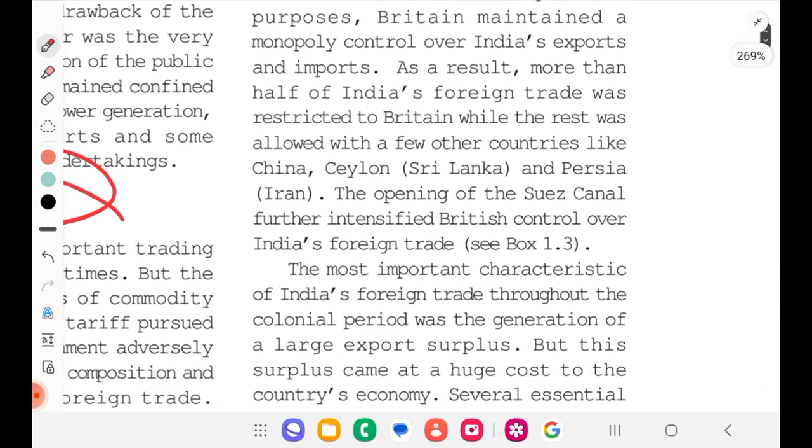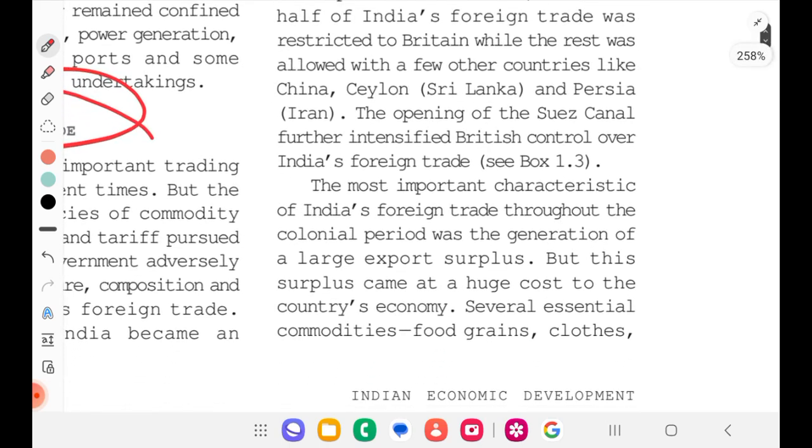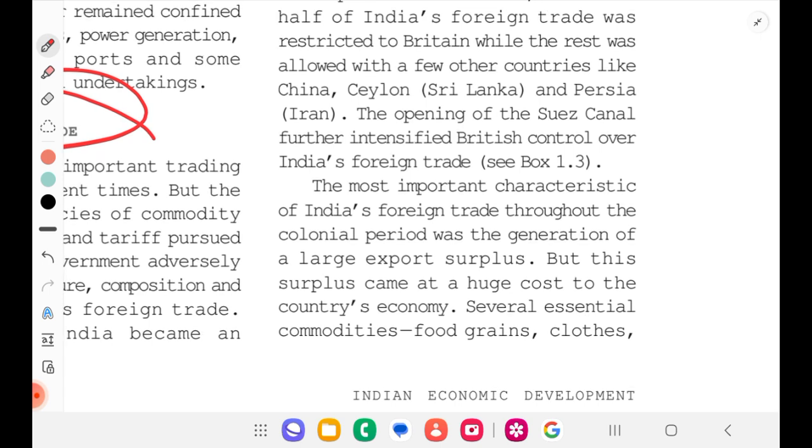As a result, more than half of India's foreign trade was restricted to Britain, while the rest was allowed with a few other countries like China, Ceylon, that is Sri Lanka, and Persia, that is Iran. The opening of the Suez Canal further intensified British control over India's foreign trade.